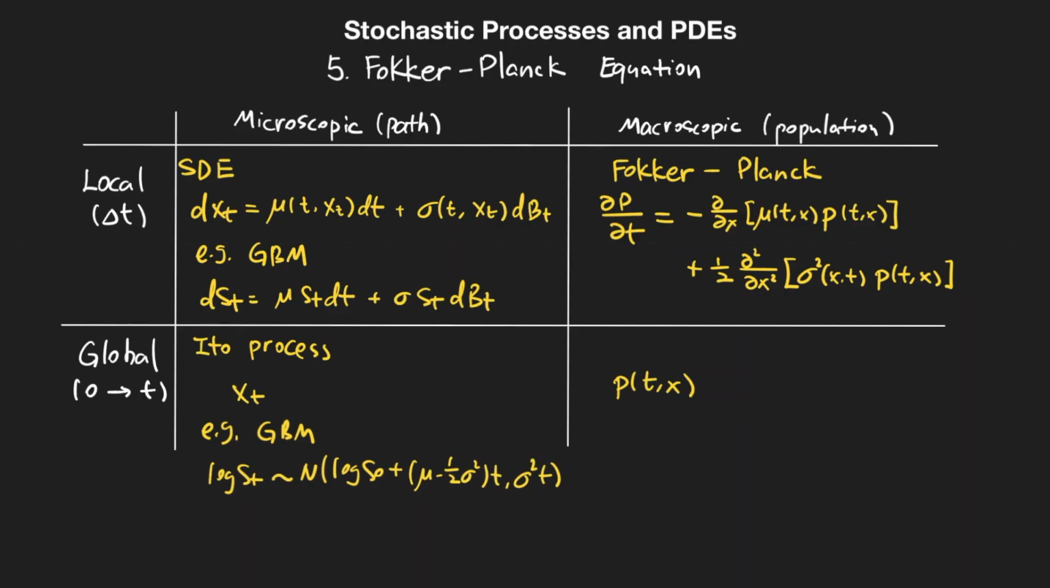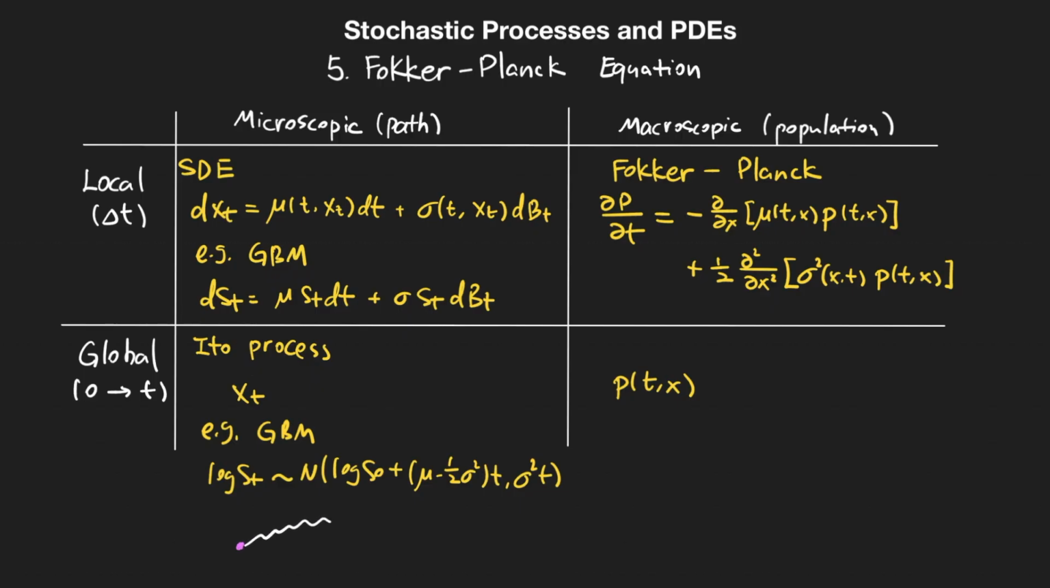So the main topic today is that we want to look at the evolution at the population level. That is given by the Fokker-Planck equation, which tells us how the probability density function changes over time. This is the equation that we will derive today. The solution of the Fokker-Planck equation gives us a probability density function at each time point t.